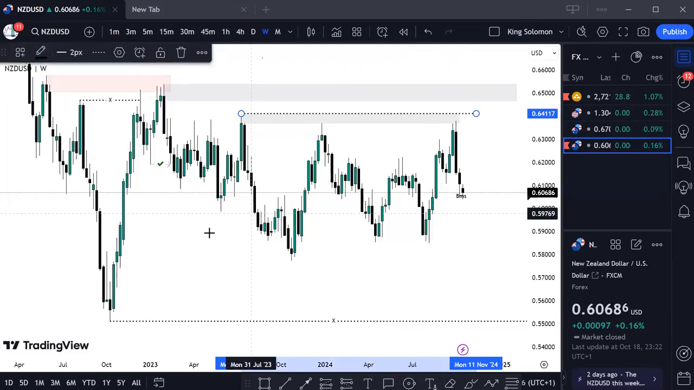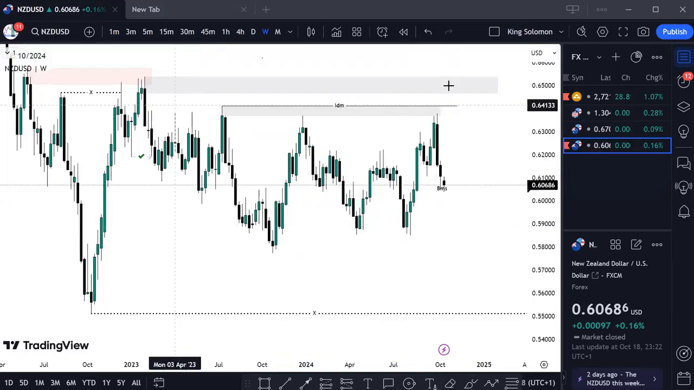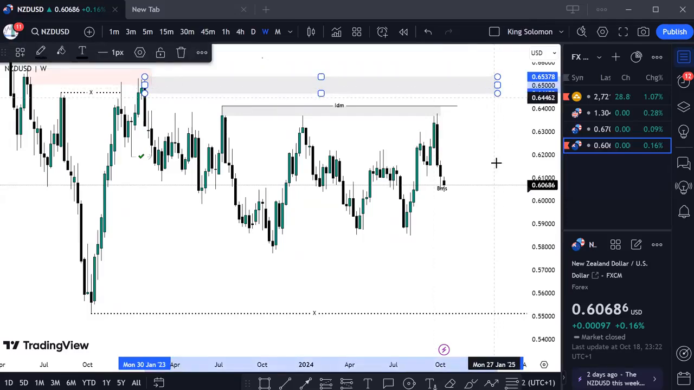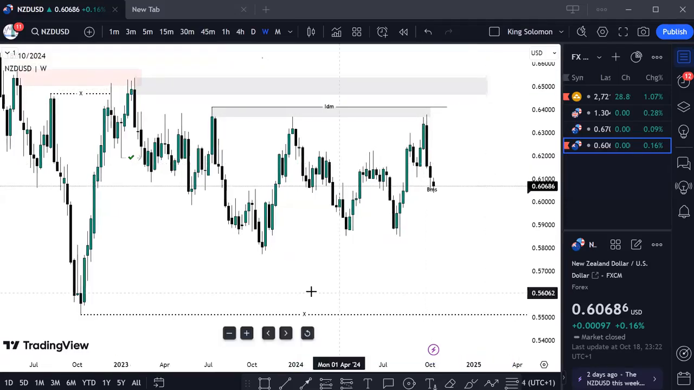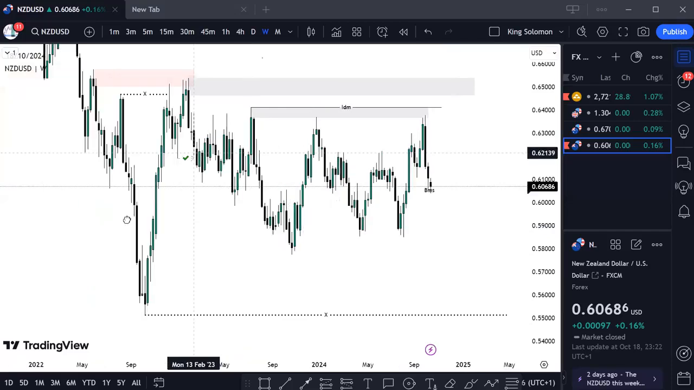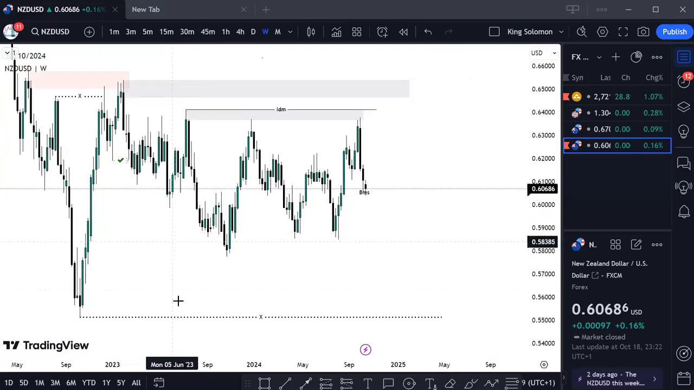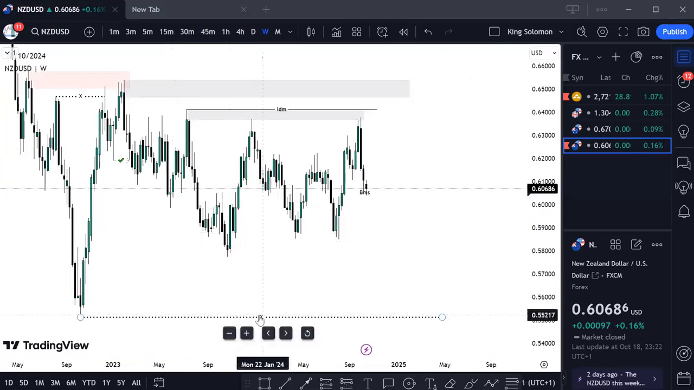As an inducement eye, and this supply zone as a valid zone. And of course, I'm marking both my inducement and side liquidities, indicating them with this letter X.